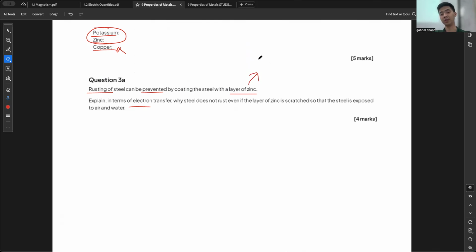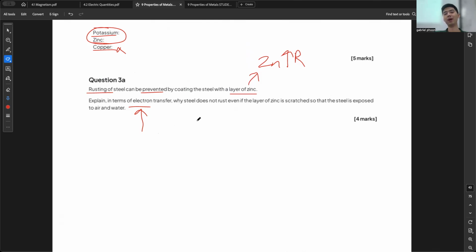Good. First statement is that zinc is more reactive, right? Because of that, when we coat it, even if there's a chip, they are still in contact. Zinc will be the sacrificial metal and oxidize. And in terms of electrons, it will... what? Gain or lose electrons? Lose.